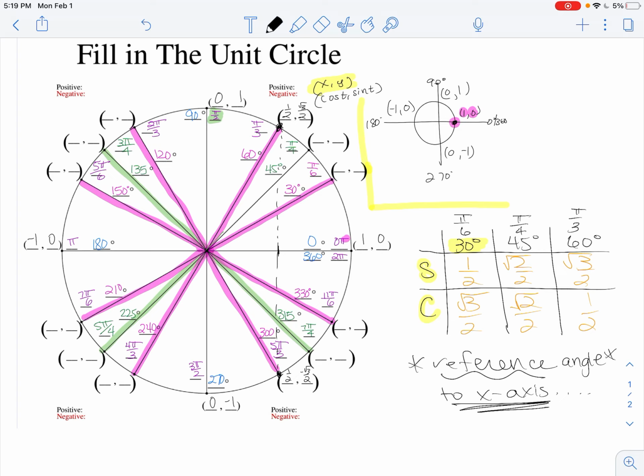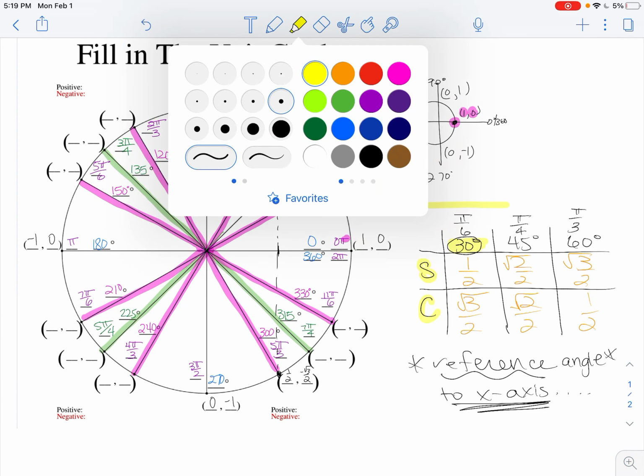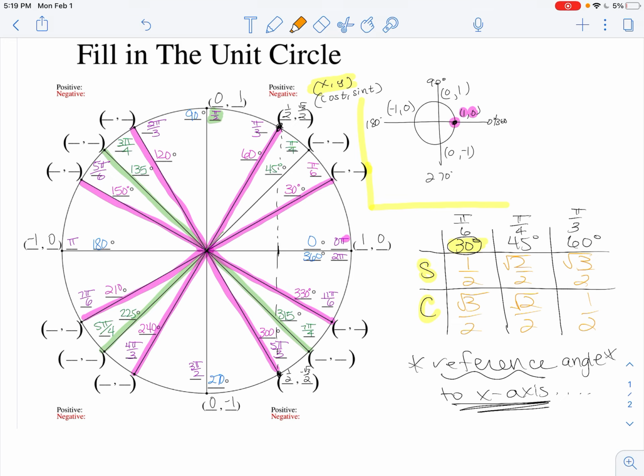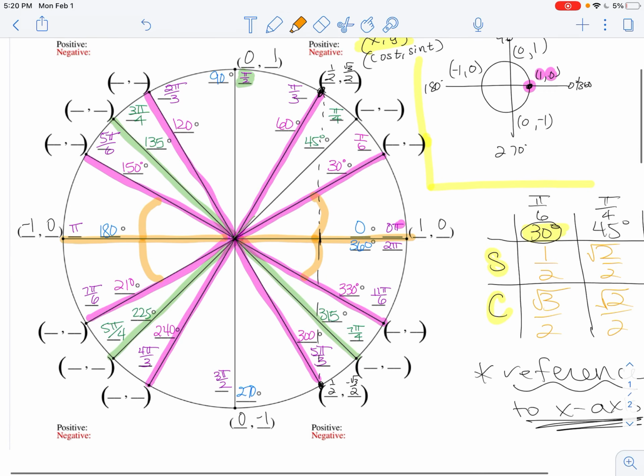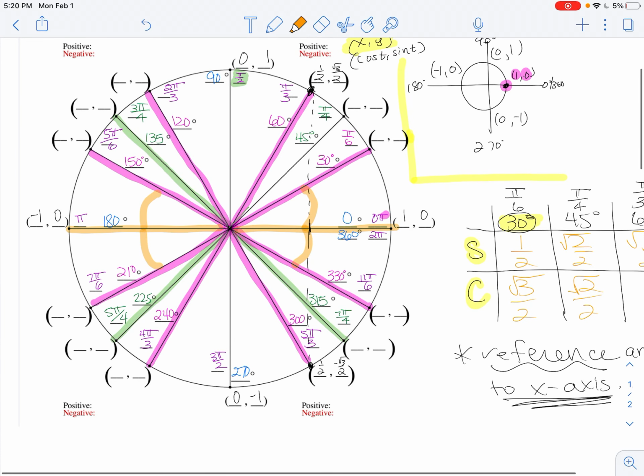So for example, the reference angles of 30 degrees, I'm going to highlight those in orange from the x-axis, up 30 and down 30 are both 30-degree angles. Also, here's the x-axis here, up 30 degrees and down 30 degrees. These are our reference angles of 30 degrees. So keep in mind, I'm going to use this chart to fill in all those values.